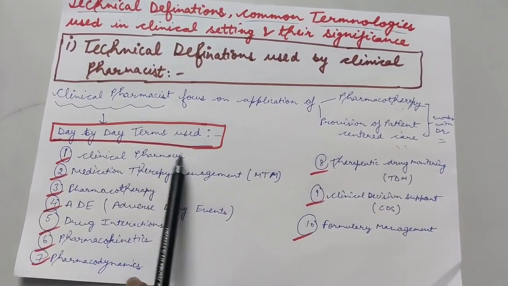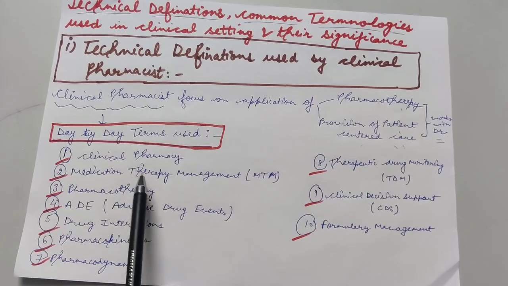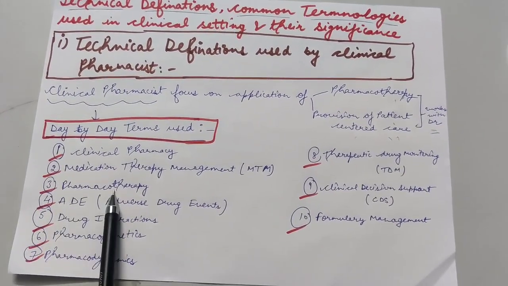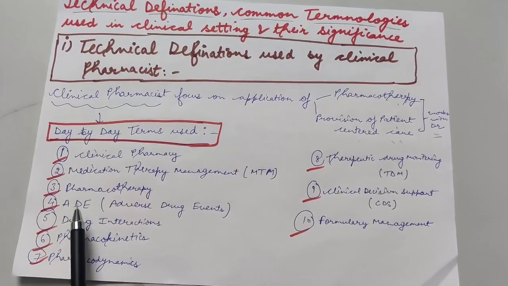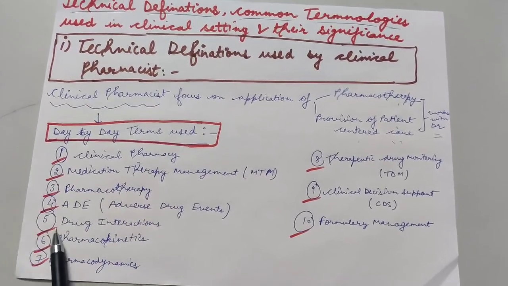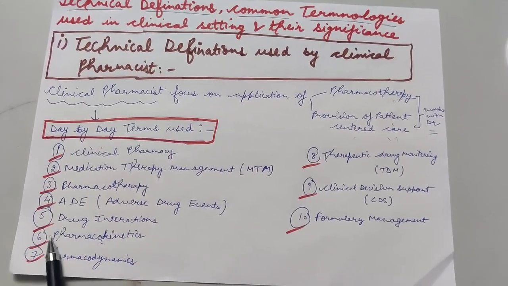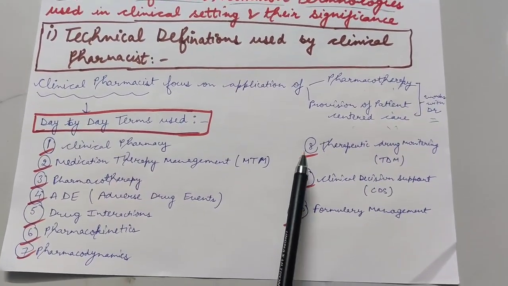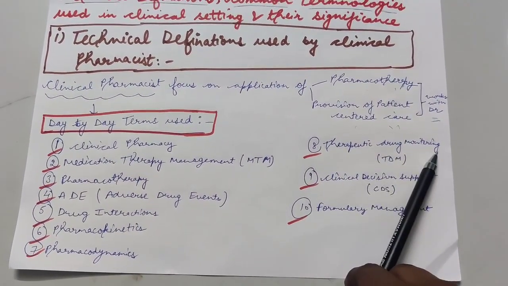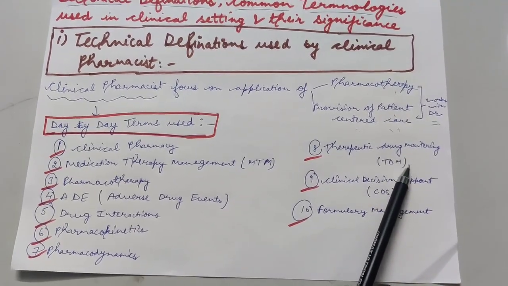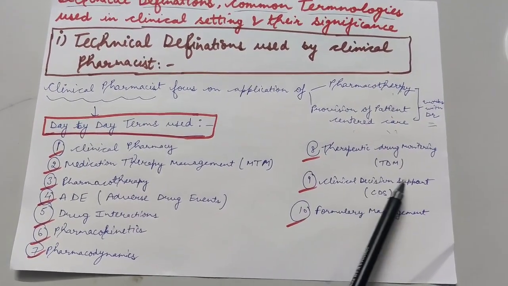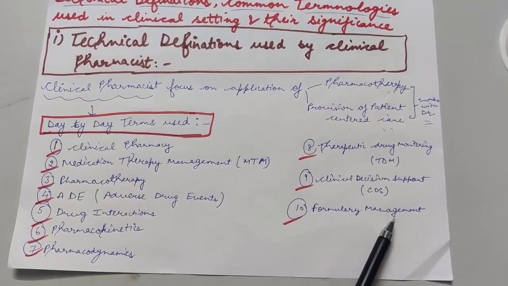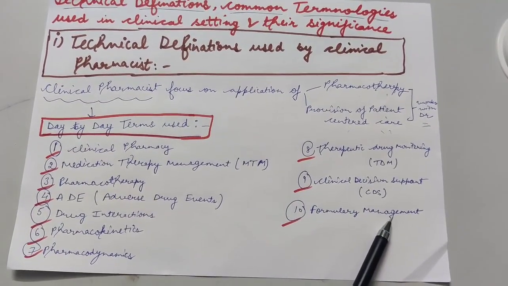Number 1 is clinical pharmacy. Second, medication therapy management, MTM. Third, pharmacotherapy. Fourth, adverse drug events. Fifth, drug interaction. Sixth, pharmacokinetics. Seventh, pharmacodynamics. Eighth, therapeutic drug monitoring, that is TDM. Ninth, clinical decision support, CDS. 10th, formulary management. Now we will discuss all these 10 in detail.